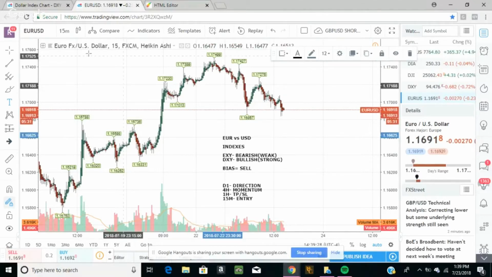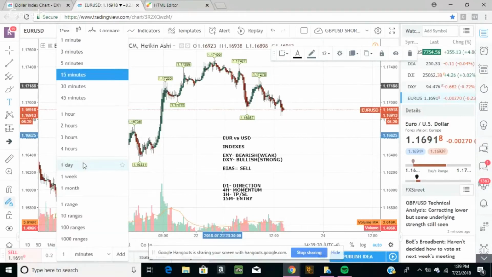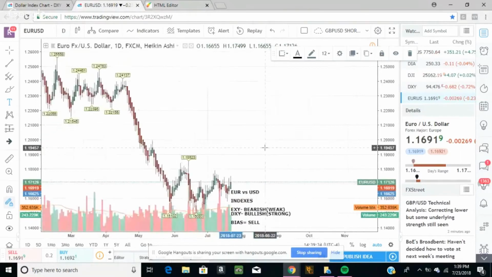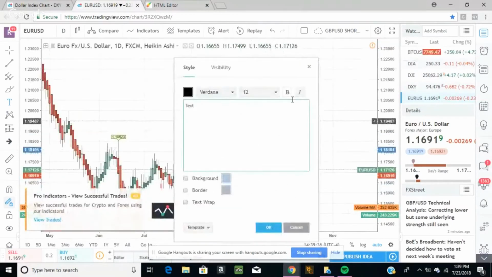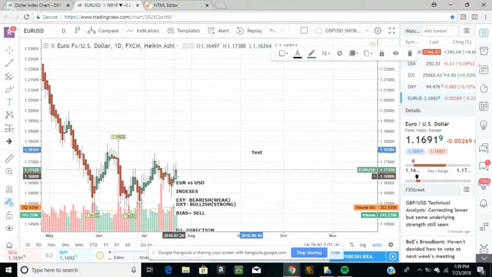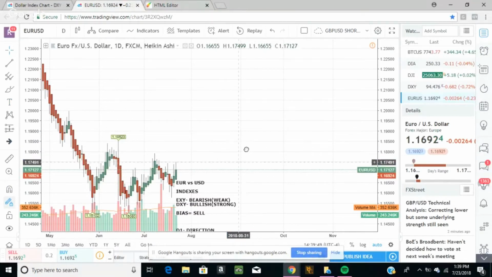Now, when you're looking at your charts, each candlestick on that specific time frame represents whatever time frame you're on. So in this case, on the daily chart, every candlestick represents 1 day. Now let me go ahead and start this setup.